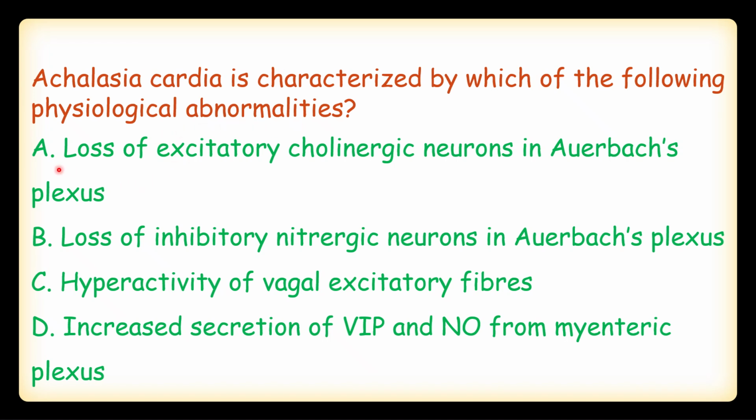Option A is loss of excitatory cholinergic neurons in Auerbach's plexus. Option B is loss of inhibitory nitrergic neurons in Auerbach's plexus. Option C is hyperactivity of vagal excitatory fibers. And option D is increased secretion of VIP and NO, that is vasoactive intestinal polypeptide and nitric oxide, from myenteric plexus.